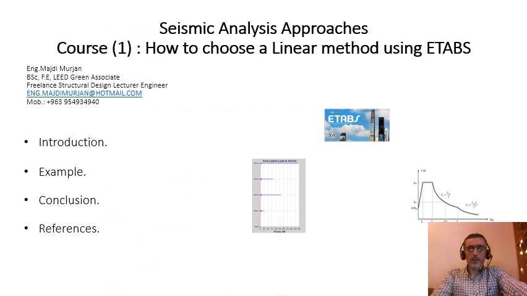This course is divided into 4 sections: the introduction, the example, which will be an ETABS model, and as I mentioned earlier, we will go through the steps of the selection criteria. Conclusion, we will conclude the results of the ETABS model and choose the right method, and also we can see the references which I based my course on.